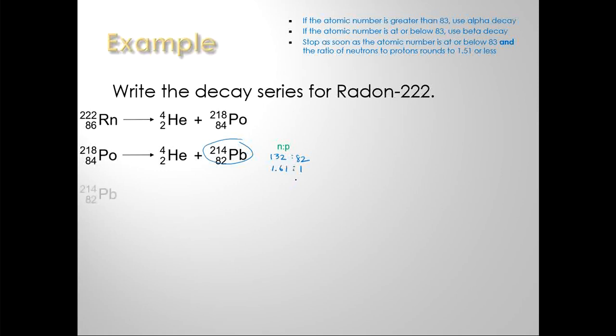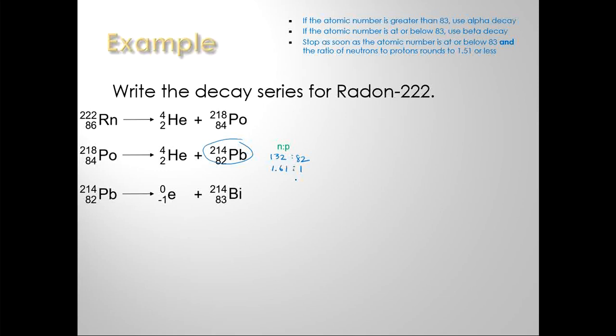Now we start with lead-214. You see that the atomic number is below 83. So here, instead of doing alpha, it will go through beta decay, 0, -1e. And to solve for this, our mass number will be the same, 214. Our atomic number will be 83, and element 83 is bismuth.